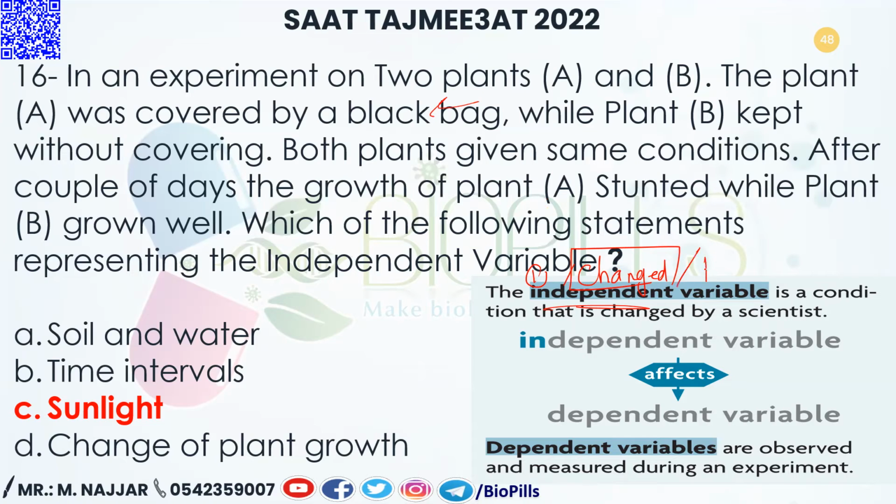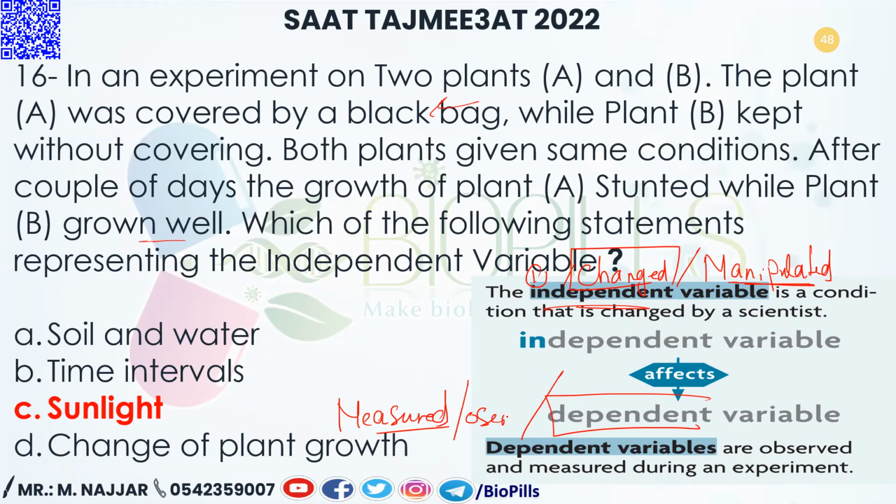In some cases, it may be referred to as the manipulated variable. The second one, in this case the plant growth, is the dependent variable. We can name it the observed or the measured variable. And all of the remaining variables will be kept constant, because they are known as controlled variables.